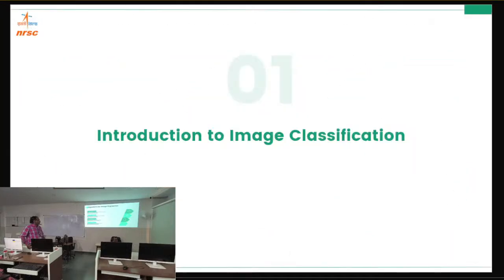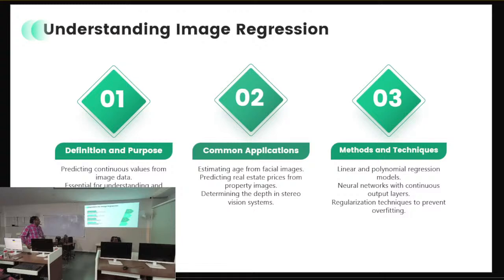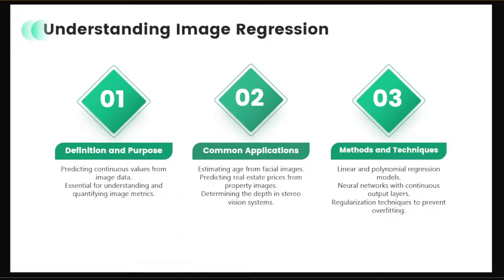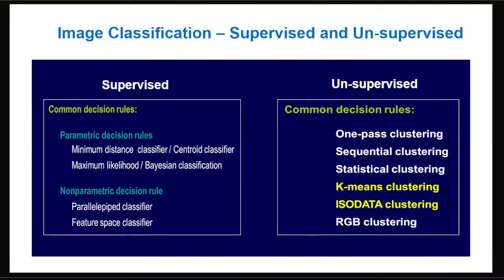So this is the difference between regression and classification. Now, with respect to image classification, I will demonstrate what a traditional remote sensing user will apply and the various types of algorithms. There are two types of classification, supervised and unsupervised. The common decision rules in supervised classification are the parametric decision rules, which include the minimum distance classifier or centroid classifier, and another one is the maximum likelihood or Bayesian classification.